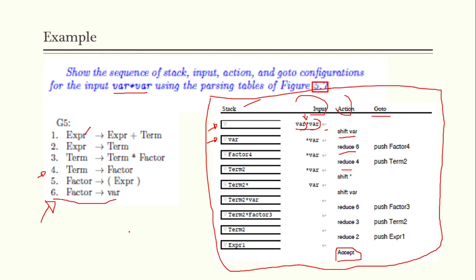All right. Then we are moving to the second stack. What is the information needed for the action table? The one on the top of the stack will be the row. The next input symbol will be the column. So in this case, the row is var. Your column is star.